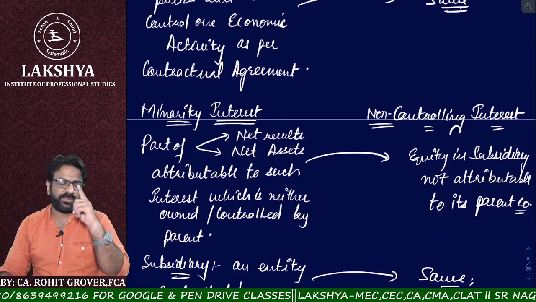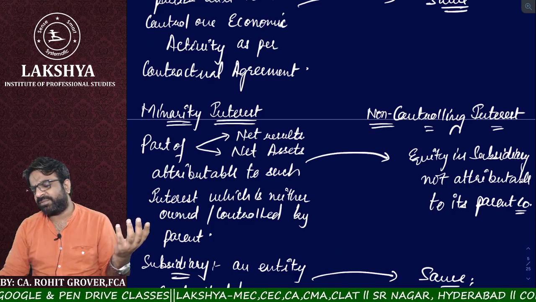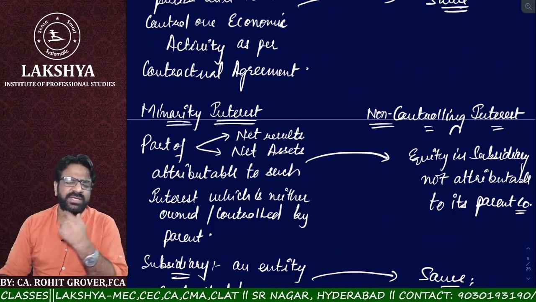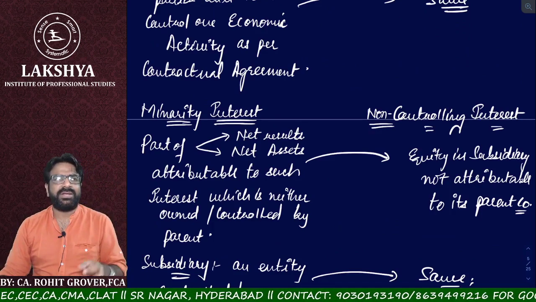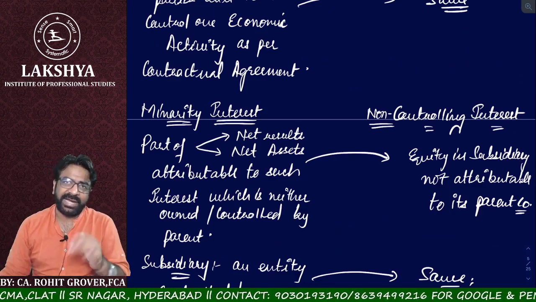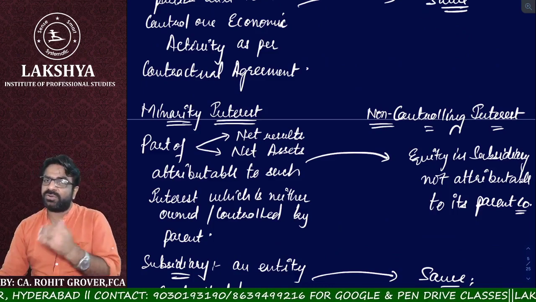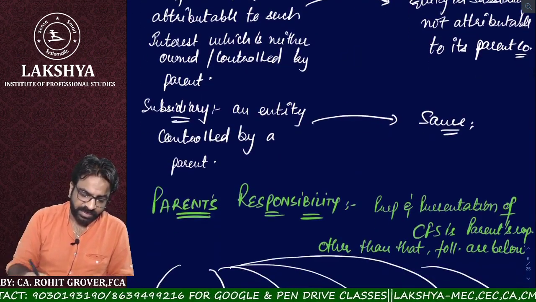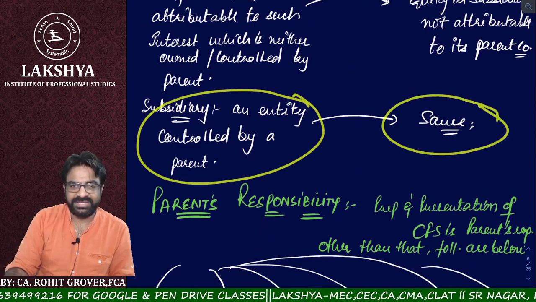The first difference we found is in the control. There we directly use more than 50% of voting rights or more than 50% of the composition of management, and in the IND-AS we use the investor-investee relationship. And second thing, here we call it net assets or net profits attributable to the minority interest, and there we call it equity which is not attributable to the parent company. Right, everyone? Next one. What do you mean by subsidiary? An entity which is controlled by a parent, and it is the same.